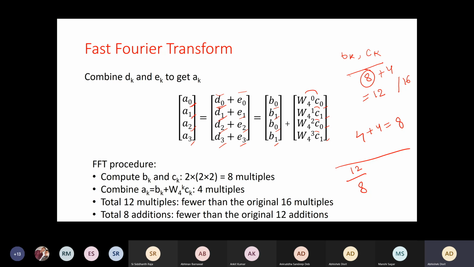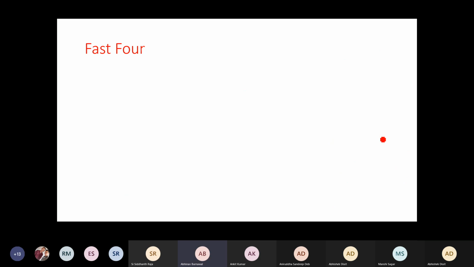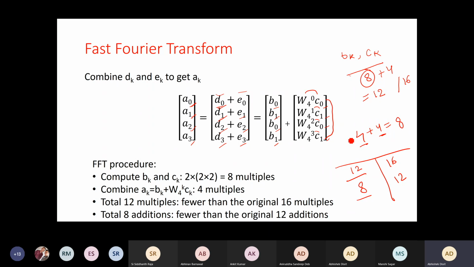So now we have 12 multiplications and 8 additions. Earlier we had 16 multiplications and 12 additions. So there is some saving if you use this approach. Excuse me, sir. Yeah. So we have 4 additions here also, right, when we calculate A0, A1, A2, A3. Yeah, 4 additions. This I have counted. Oh, okay. And 4 before, 8. Okay, yeah, okay, sir.